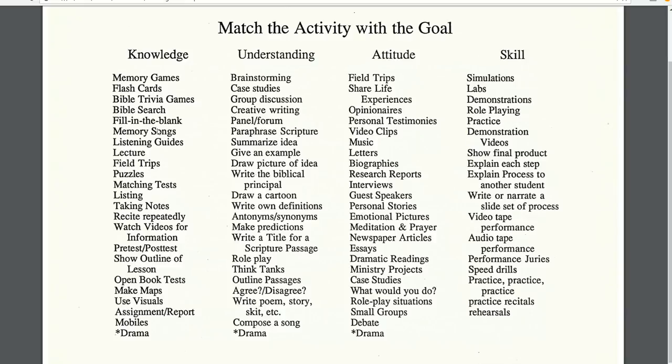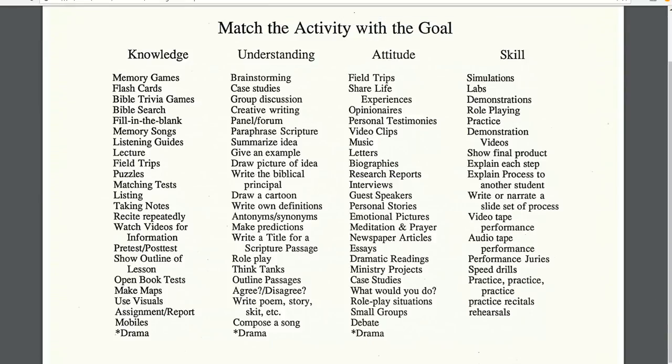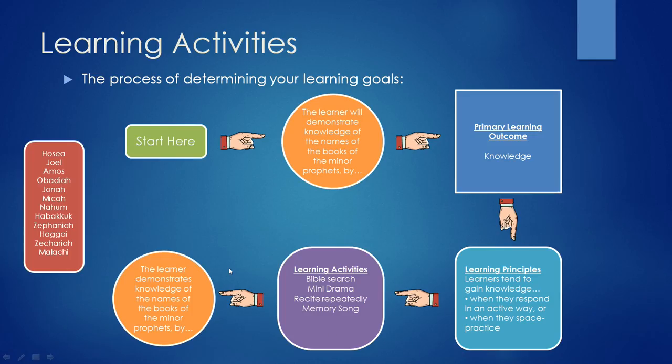You could sing the song, you can learn the song, and you can sing it over and over. Then you take a break, do something else, come back, and do the memory song again. Or you could recite it repeatedly, and then come back and take a break, and then do something else, and have your graham crackers and milk, and then come back and be able to recite it again. So these could be represented by these learning principles when they space practice.